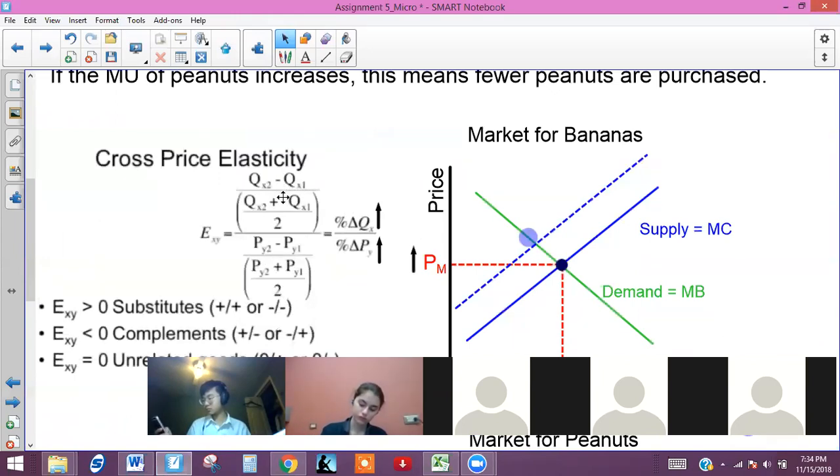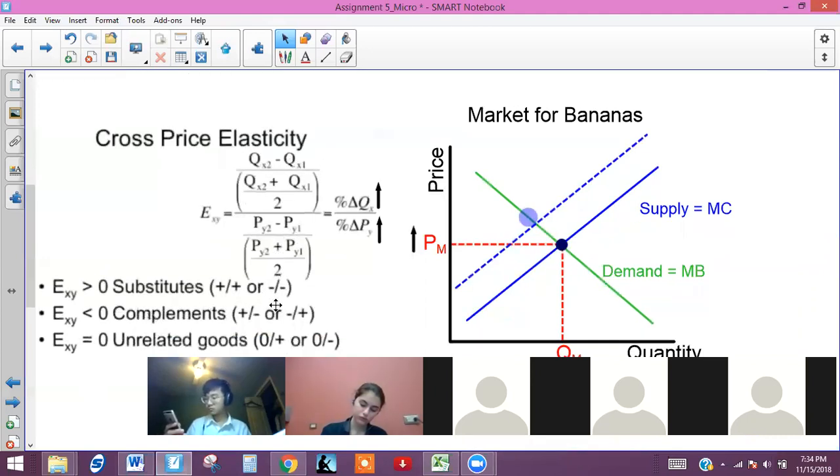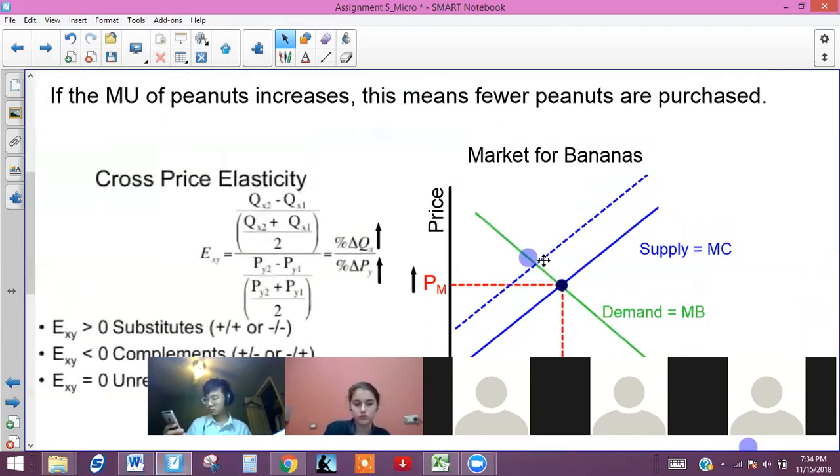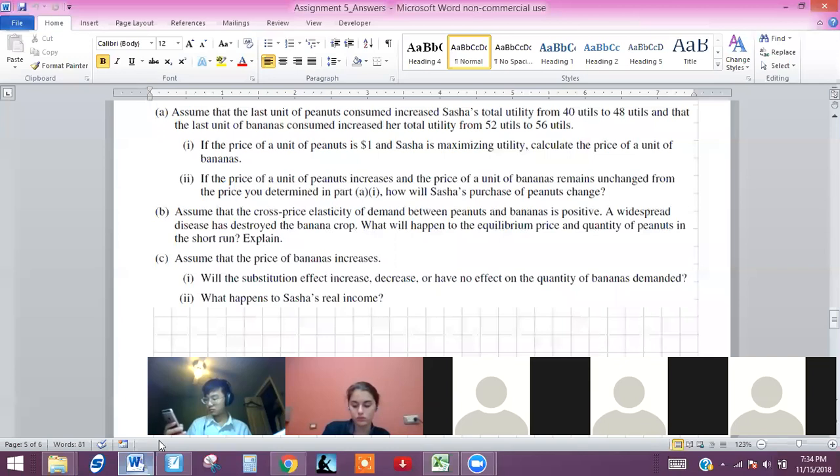So if quantity demanded goes down for one, the price of the other one needs to go down. So both of these could be negative, or both of these could be positive in order for the overall expression to be positive, which would tell us that the goods are substitutes. Now, what the problem tells us is that there was a disease that killed the bananas.